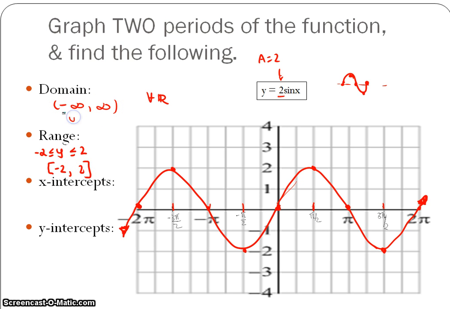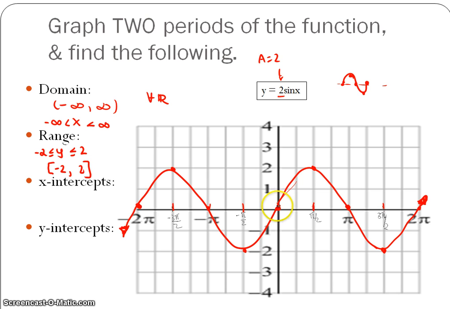In inequality notation, we would write it as x is bigger than negative infinity and less than infinity. So the numbers go in the same order. If it's strictly less than, it's a round bracket. If it's less than or equal to, the or equal to gives it a square bracket.